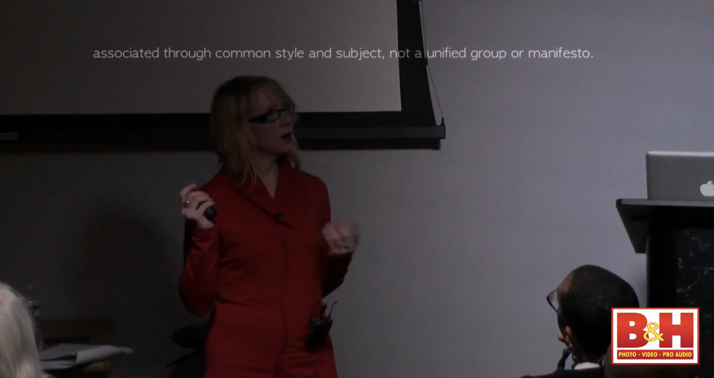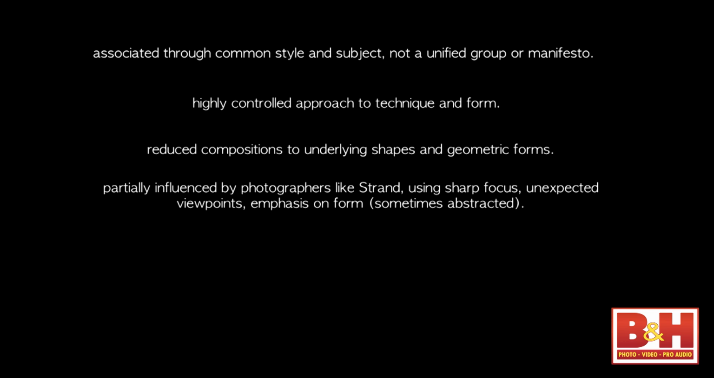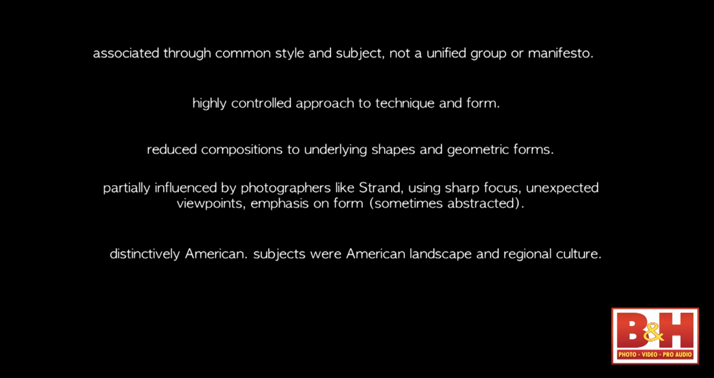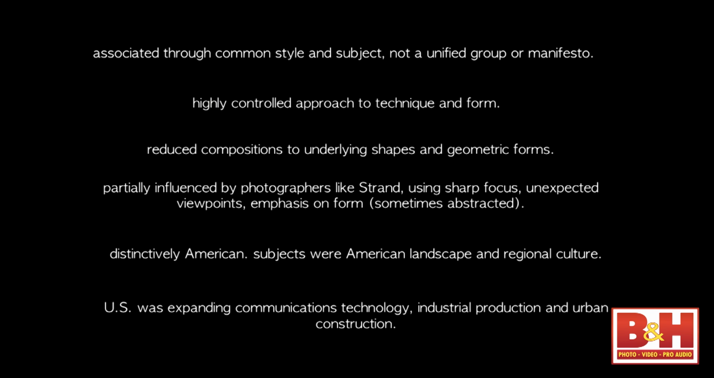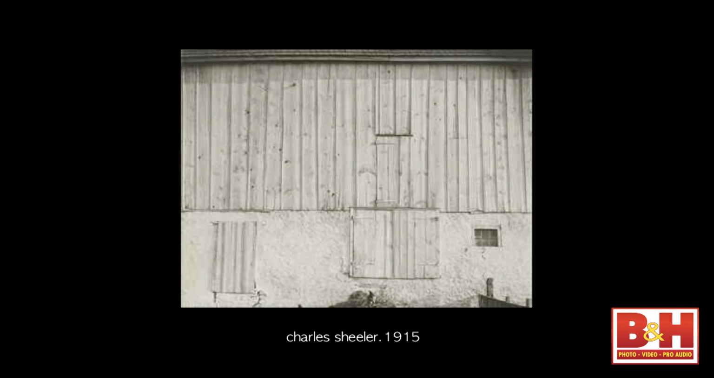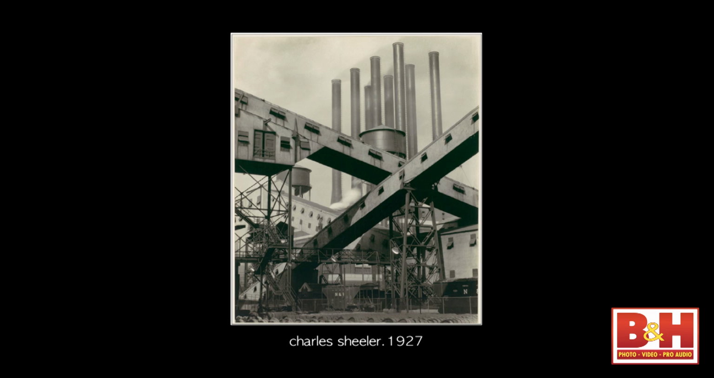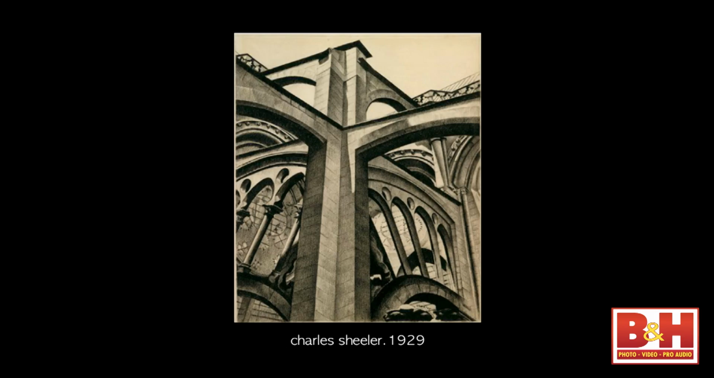So the precisionists were a movement, or they weren't necessarily a movement, they were just a style, but a highly controlled approach to the medium. Simple compositions with lots of strong geometric forms, influenced by photographers like Strand, used sharp focus, was distinctly American, and the subjects were American landscape and regional culture. So they were the precisionists. Here's Charles Sheeler, one of the precisionists. A lot of focus on industrial landscapes, buildings, architecture. They also made films. There's Paul Strand, who never goes away. He moves through so many movements.